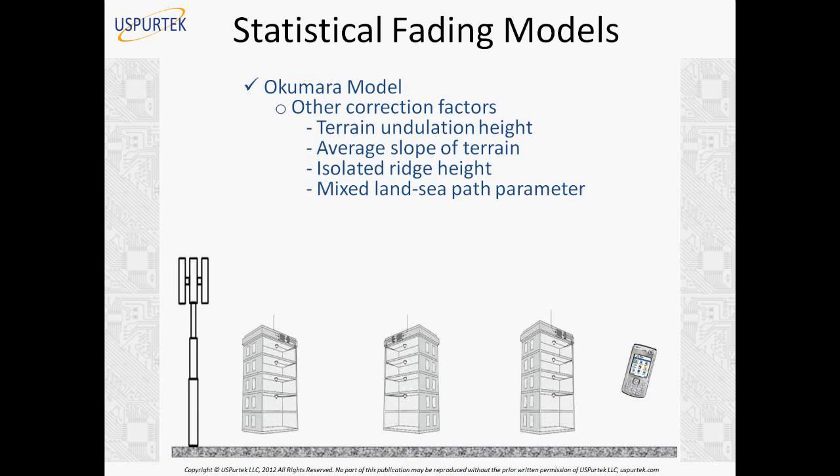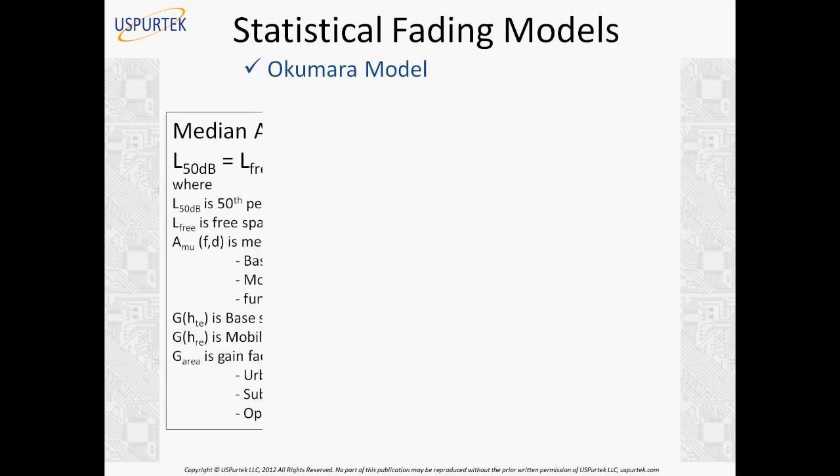Well, there are other correction factors. Terrain undulation height, that means the average change in the height of terrain. Average slope of terrain. Isolated ridge height. Mixed land-sea path parameters. So he tried to go into much more detail here. Compared to the EGLI model, which only considers terrain factor, now you are classifying the type of terrain and even the average height of the peaks and the lows in the terrain, and so on. So this has a little more practical use.